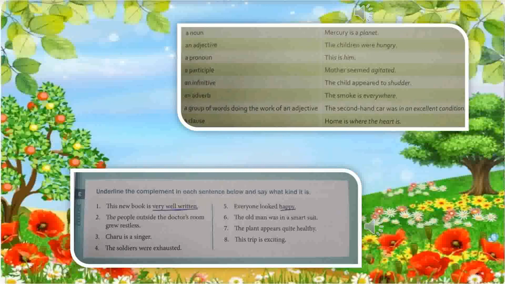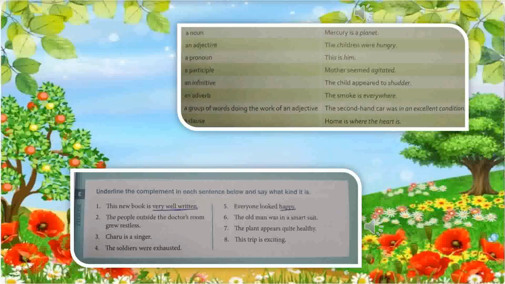See the first one. "This new book is very well written." Here the object complement is, as you see, I have already underlined, "very well written." So we can tell it is a group of words doing the work of an adjective. So this complement, very well written, is a group of words doing the work of an adjective. You have to do it just like the above given examples.